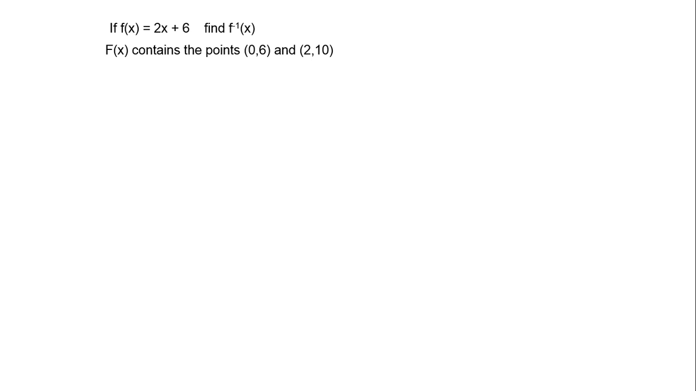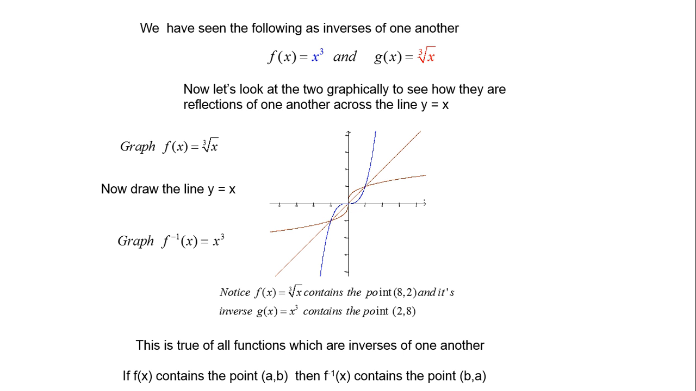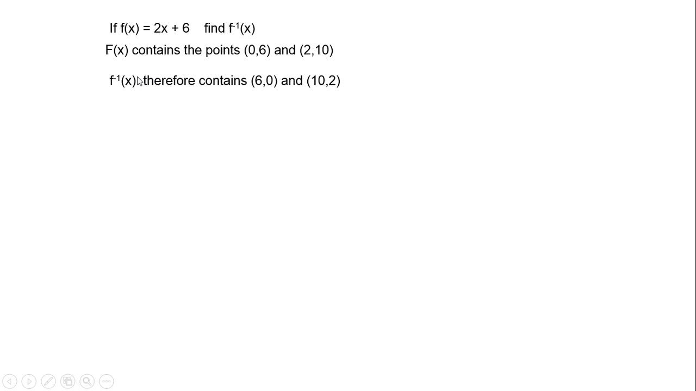So one way of doing it would be to go back on what the closing statement over here was, that if a function contains (a, b), its inverse contains (b, a). So following that protocol, on this function f of x, clearly we know the y-intercept is 6. If we put in x equals 2, then of course we get y equals 10. So here's a point (a, b). The inverse would contain its flip-flop. So the inverse would contain (6, 0) and (10, 2).